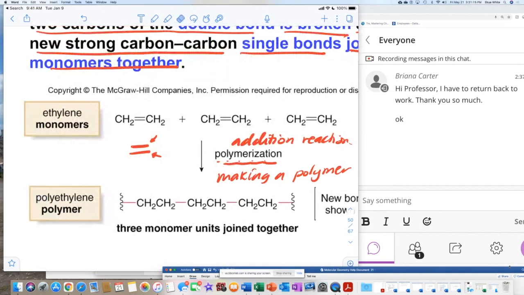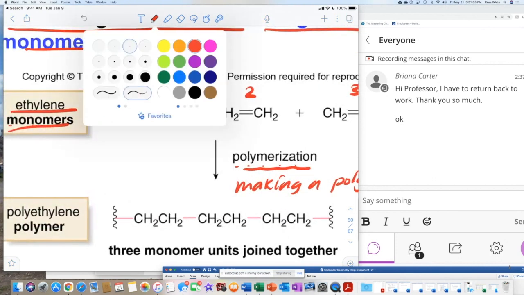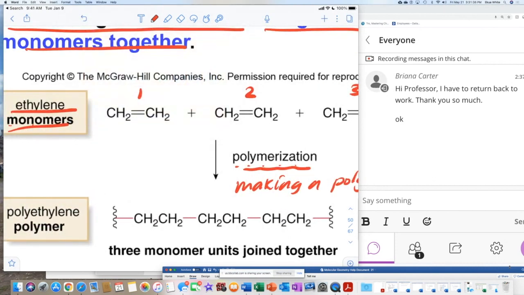Okay, so here they're showing us how they're making a polymer using three monomers. So we have ethylene monomers. We have 1, 2, 3. So they're showing you here the bond is going to break. The double bond will break and it will reform. So I'm going to show you here how it breaks. The top bond, doesn't matter, it can be the top or the bottom. This bond breaks between these two carbons.